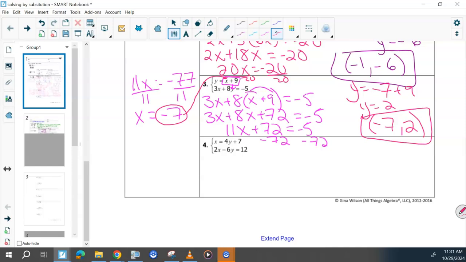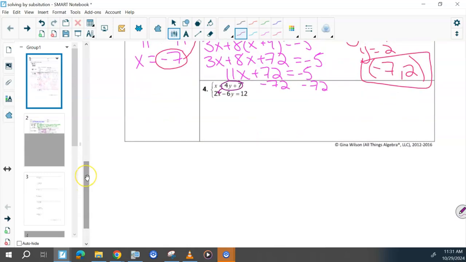Okay. What's different about number 4? Yes, but what does it have? It has an x equals. So it does not matter if you have x or y, as long as you have one of them, you can do this process. So this one's just going to be the opposite. Because now I have an x equals, so I'm going to take that and put it in place of x instead of y. So when I rewrite that, it'll be 2 parentheses 4y plus 7 minus 6y equals 12.